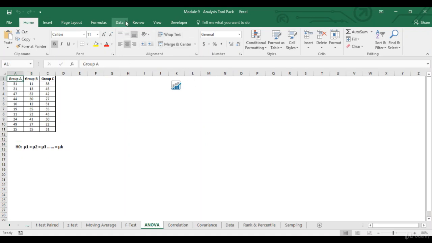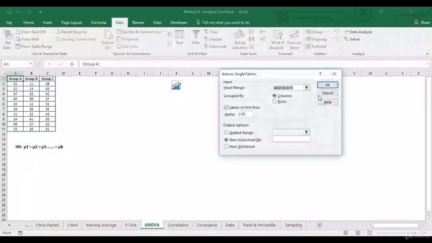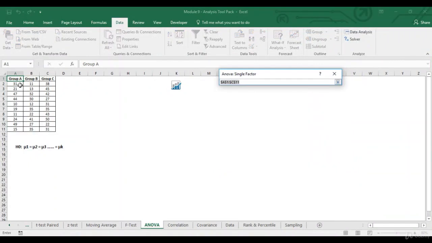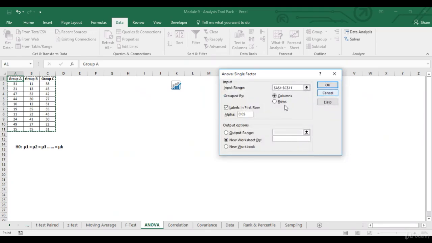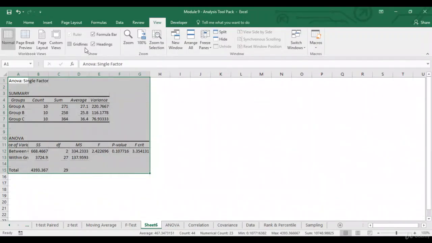I'll go to data analysis. I'll click on ANOVA single factor. So this is our data over here. Labels in first row, and let's have the level of significance at 5%, which is 0.05, and I'll have the output in a new worksheet. Click on OK. So this is how my output will look like. Let me just format it a bit.